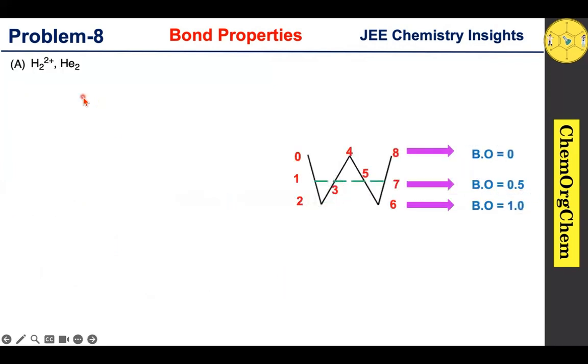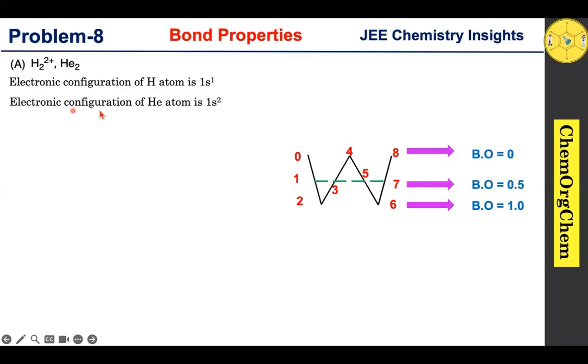First, we should calculate the bond order of all the molecules or species. For example, the first option, H2 2+ and He2. For that, first we write down the electronic configuration of the hydrogen atom, which is 1s1, and the electronic configuration of the helium atom, which is 1s2. First calculate the total number of electrons present in H2 2+.